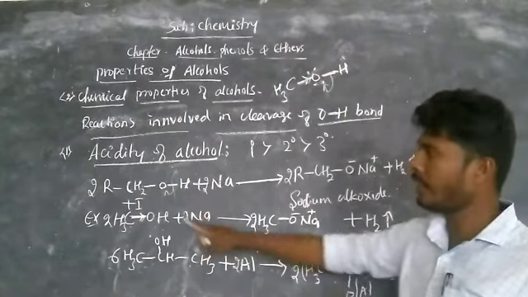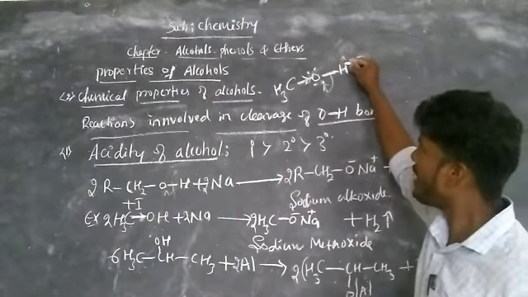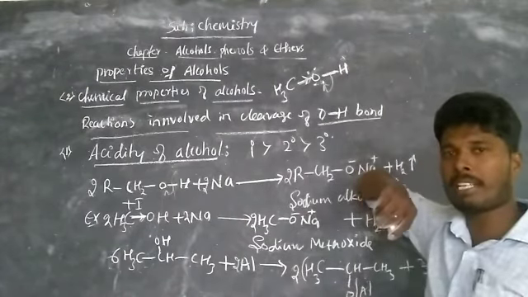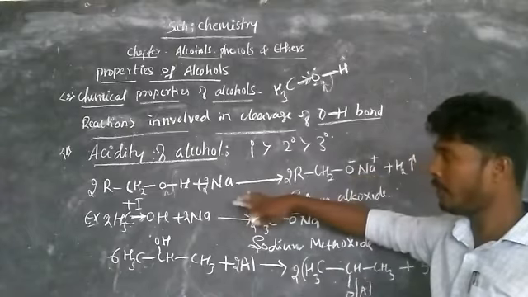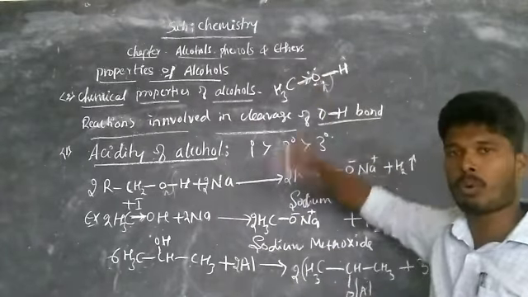That is called positive inductive effect. Due to that nature, it releases H plus ions less readily. Compared to the secondary and tertiary alcohol, it releases more.